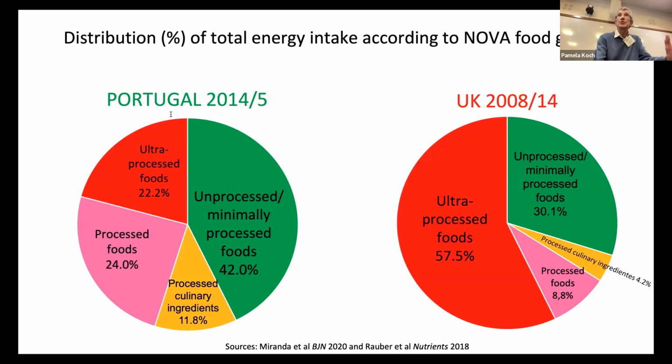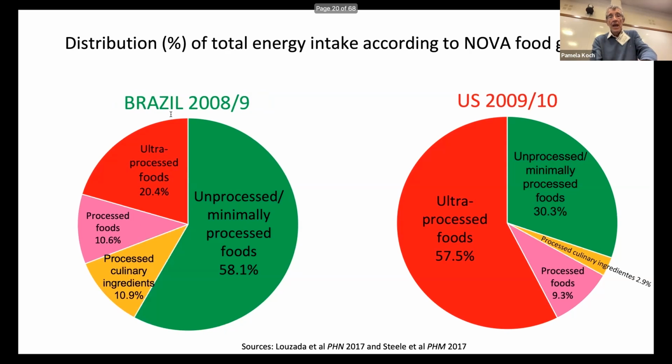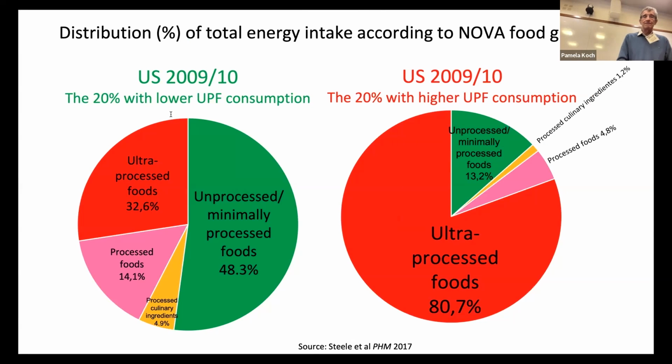In Portugal, people still cook. Of course, they have some processed foods, traditional bread and cheese is very common in Portugal, and some ultra-processed food, 22%. Brazil, US, more or less the same situation. While in Brazil, most energy comes from Group 1 and 2, in the US, most comes from Group 4.